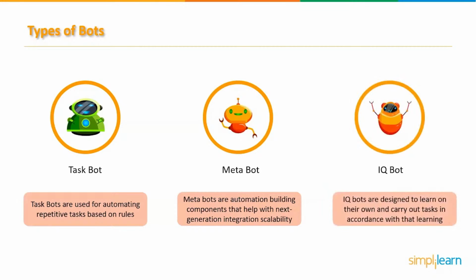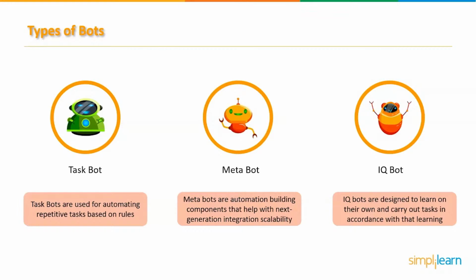IQ bot. IQ bots are the next generation of intelligent bots. With the ability to think like humans, these bots are designed to learn on their own and carry out tasks in accordance with that learning. Users can experience the potential of automation with IQ bots, which use advanced cognitive technology and advanced artificial technologies. These bots have capabilities such as self-learning, decision-making, and subject matter expertise, among others. Data can be extracted from semi-structured and unstructured data by these bots.